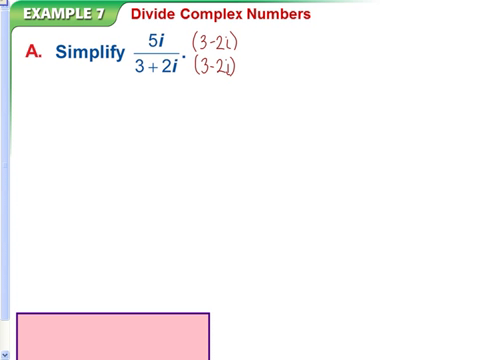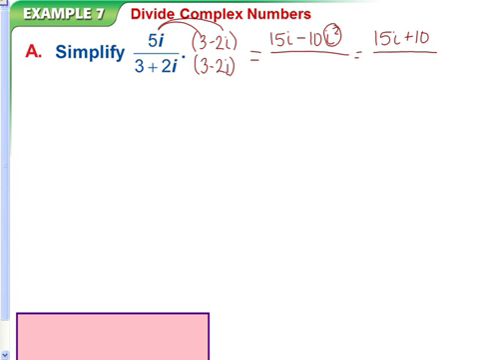Okay, on the top we could just distribute that through, and we'll get 15i minus 10i squared. Okay, let's go ahead and just simplify that a little bit more. We'll come back to the denominator. This i squared actually makes negative 1. So negative, and the 10 was already negative, so that's going to make it positive 10. Okay, now let's take a look at the denominator.